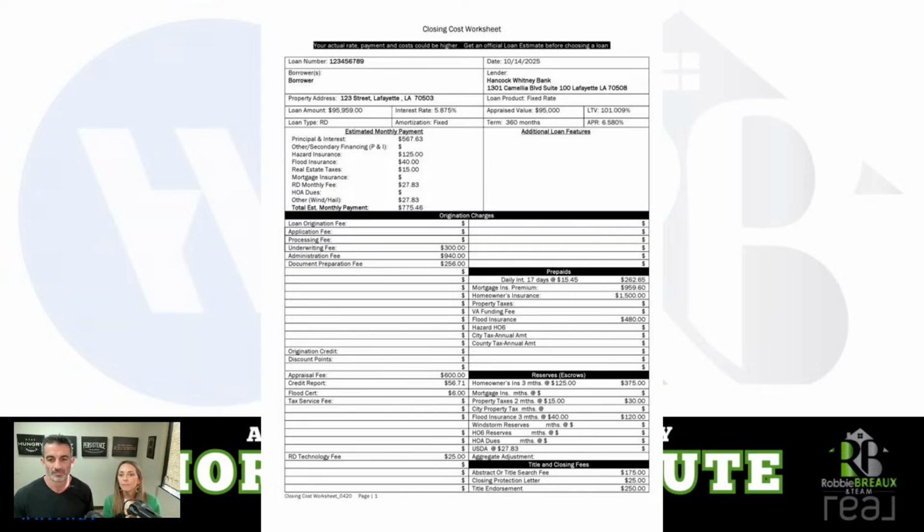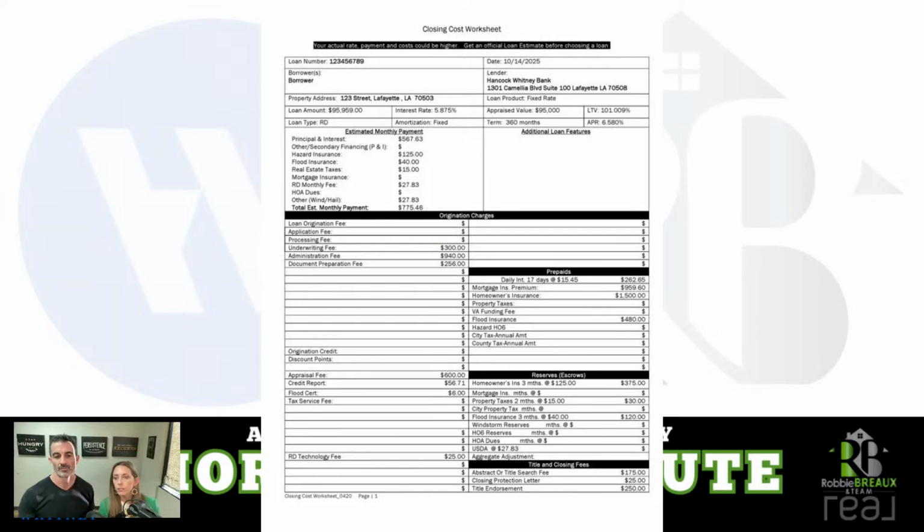Okay. So if we go down to reserves, this is setting up those escrow accounts we just spoke about for home insurance, property taxes, and flood insurance. Depending on the month of the year you close, that's what dictates how many months of taxes you put in there. And on average, you'll put anywhere from 2 to 3 months in escrow for home and flood insurance.